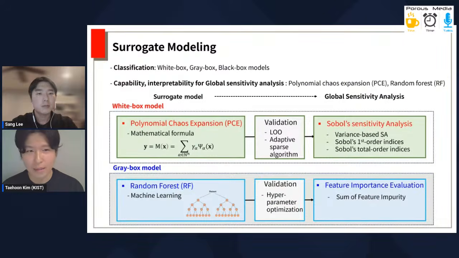And one more thing is, both models can conduct a global sensitivity analysis on their own, and we can also compare these two results to check the robustness of the analysis. If we get similar results from both models, then we can confirm that it has some physical meaning, not an algorithm artifact.